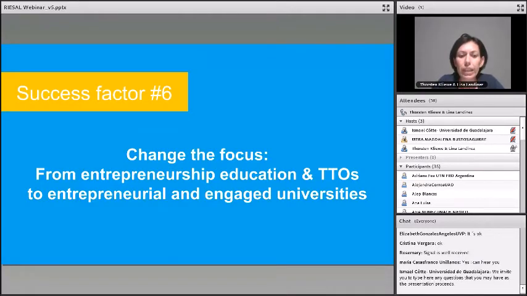Success factor number six. There is a change of focus, and as I mentioned at the beginning, with this major transformation towards their mission, universities are leading this change, and we're going from basic entrepreneurship education and technology transfer offices to a broader view of entrepreneurial and engaged university.